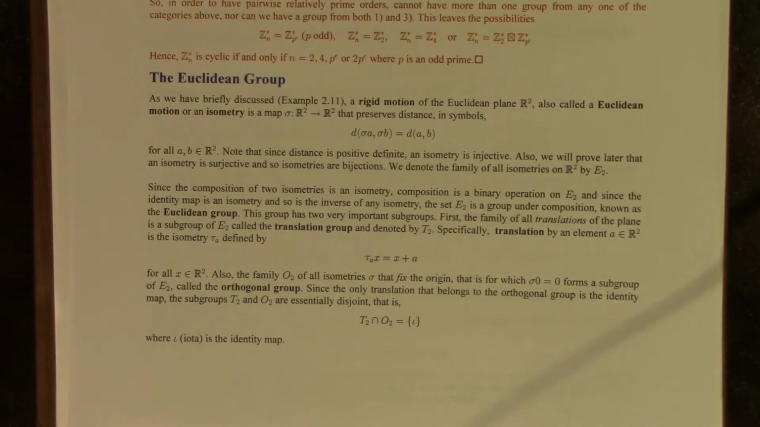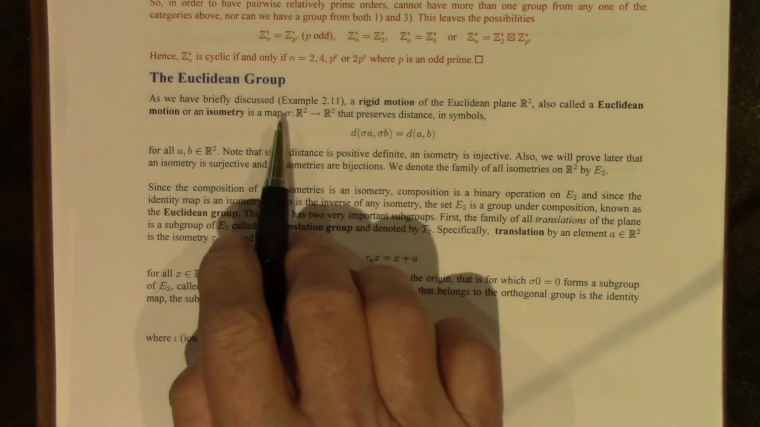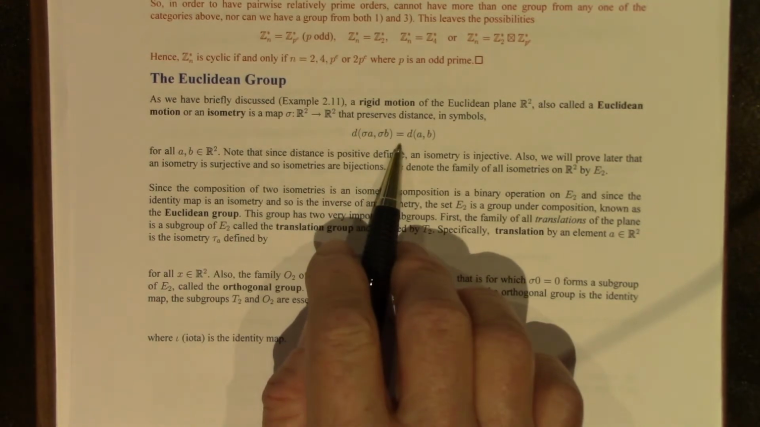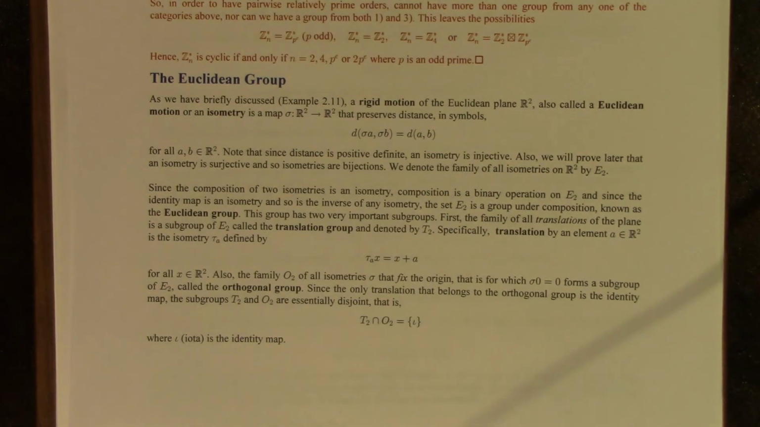As we have briefly discussed back in Chapter 2, as was example 2.11, a rigid motion of the Euclidean plane R2, which is also called a Euclidean motion or an isometry, is a map, sigma, from the plane to itself that preserves distance. And since the distance function, it's a metric, is positive definite, an isometry is injective. And later on we'll show that isometries are surjective, and so they are bijections.